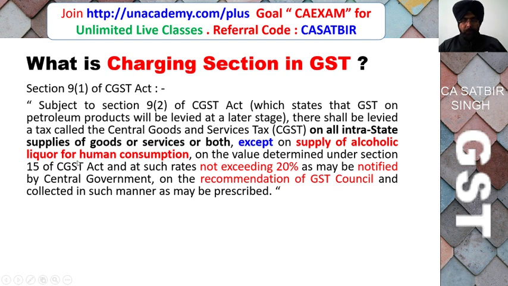Except on supply of alcoholic liquor for human consumption. Again, in this definition of Section 9, for alcoholic liquor for human consumption, there is no GST on it. GST has to be paid on the value determined under Section 15, which we normally call the transaction value, that has to be adopted.